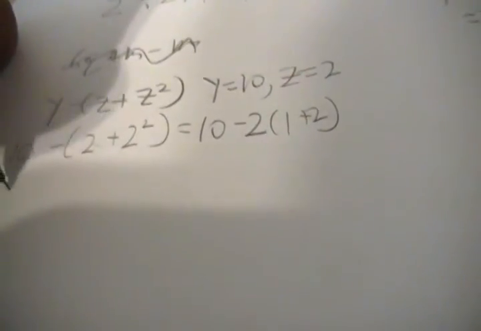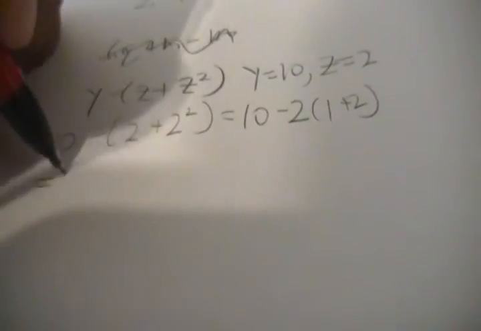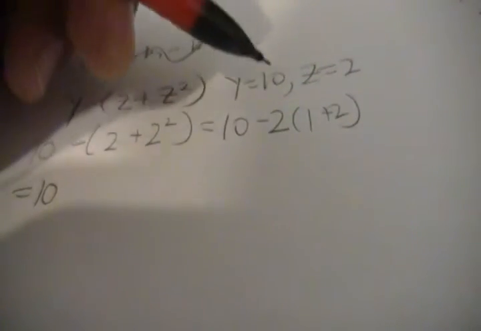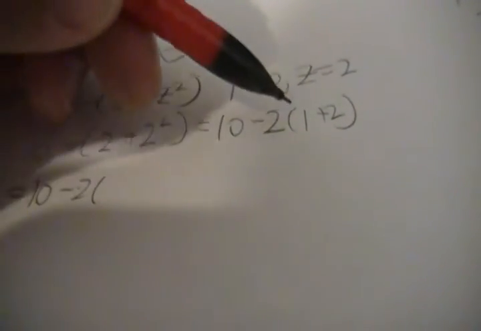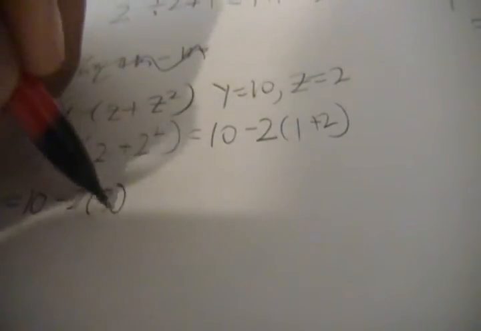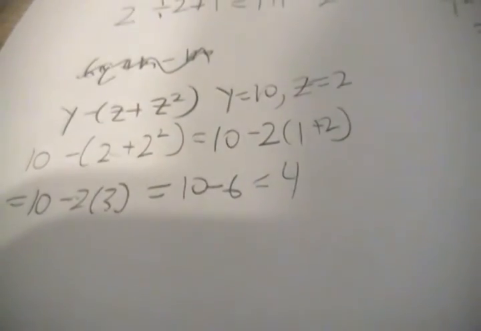So that's equal to 10, and then minus 2 times 1 plus 3, which is 3, so it's 10 minus 6, which is equal to 4.